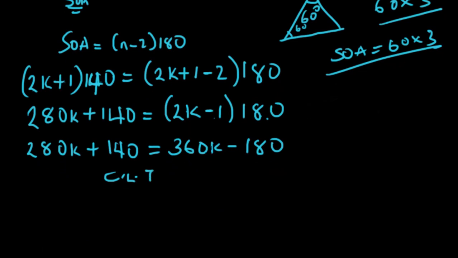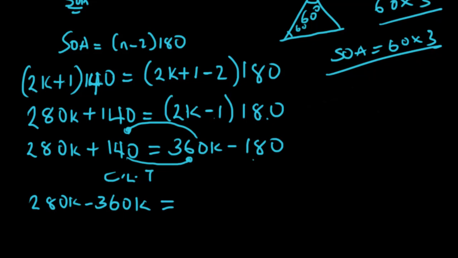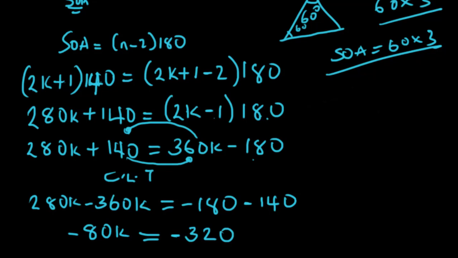So if 360k comes here, 140 will go to the other side. So I should be having 280k. When 360k crosses the equal to sign, it becomes minus 360k, equals to, I'm left with minus 180. Don't forget the sign. When 140 crosses the equal to sign, it becomes minus 140. Do you understand this? 280k minus 360k will give me minus 80k equals to minus 180 minus 140 will give me minus 320.